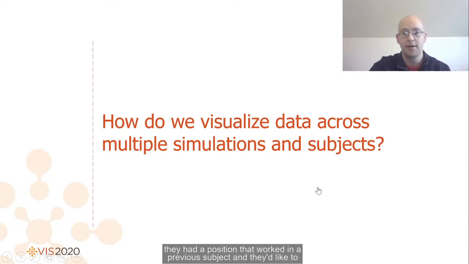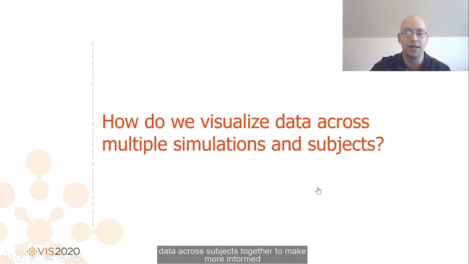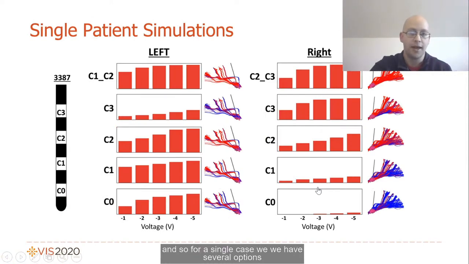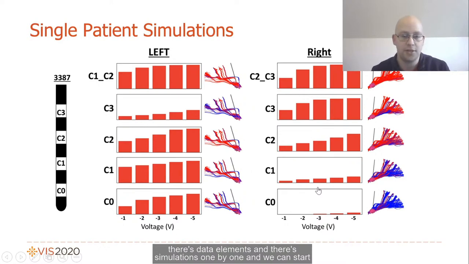Because perhaps they had a position that worked in a previous subject, and they'd like to essentially recreate that in a new subject. And how can we map data across subjects together to make more informed global decisions about how the DBS therapy is working? And so for a single case, we have several options. We can start collecting essentially those data elements and those simulations one by one, and we can start mapping them.